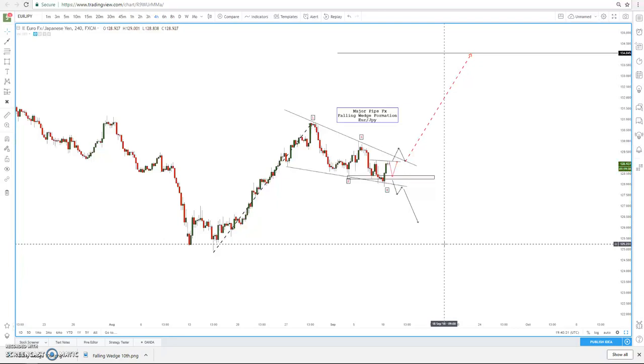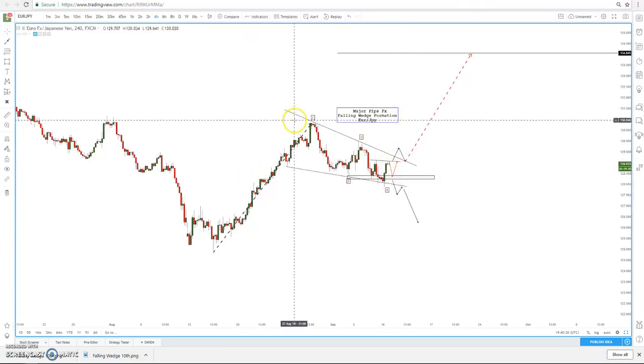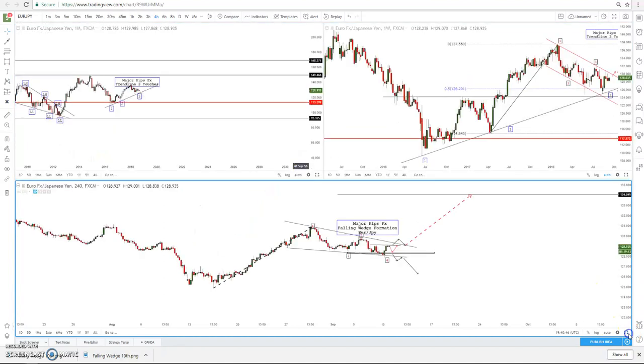But what we like to see with a falling wedge formation is price break out to the upside, give us a retest, and then trade the leg that's come before the falling wedge formation. So that's how you would measure the target. Now, as you can see, that's how I go through it, and that's how I feel like you should analyze the chart.